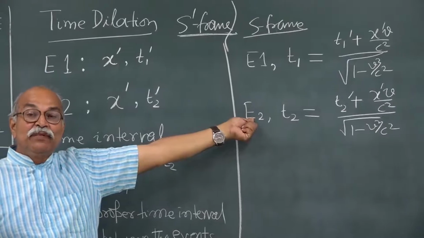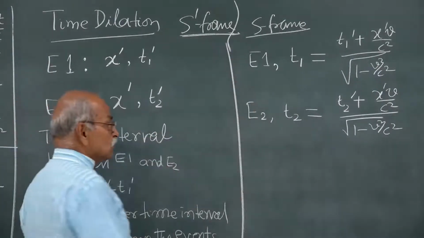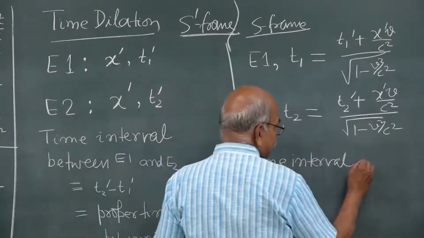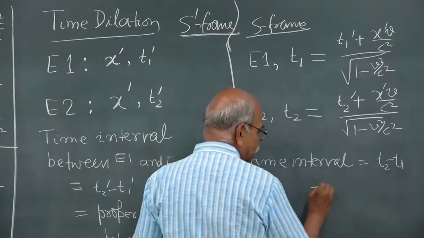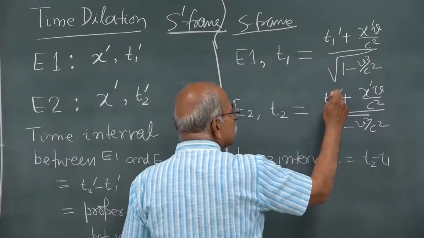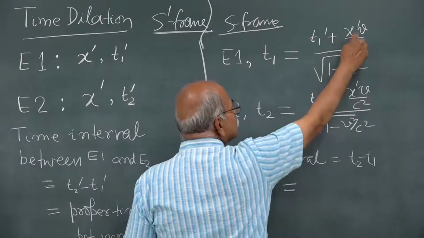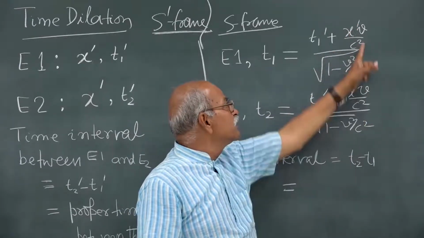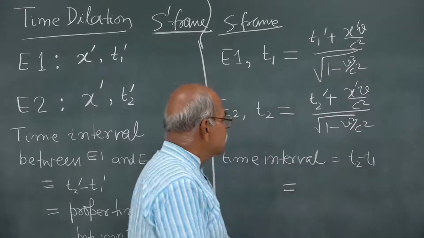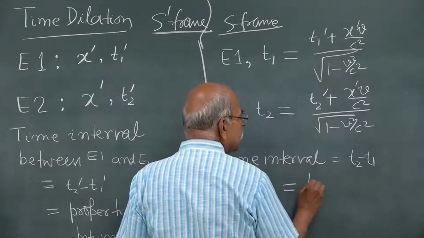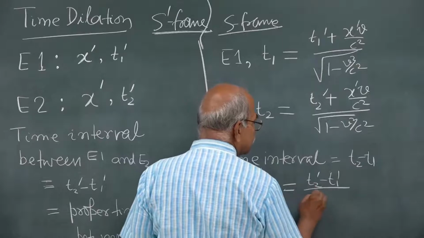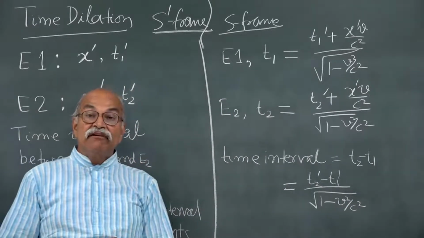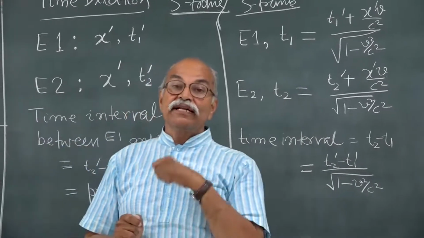So, what is the time interval between these two events E1 and E2? That time interval will be T2 minus T1, and this minus this will be T2 prime minus T1 prime, and this part will cancel out. The x prime here is the same, the V by C square here is the same, and this factor is always there. So this will cancel out and it will become T2 prime minus T1 prime divided by square root of 1 minus V square by C square.